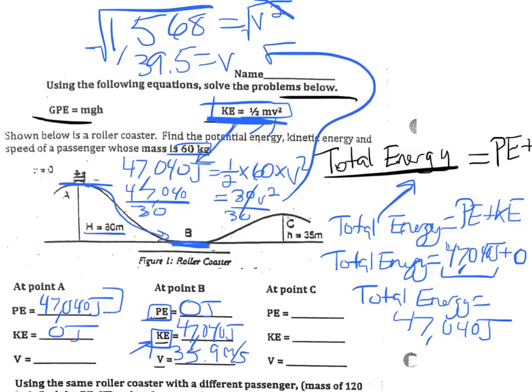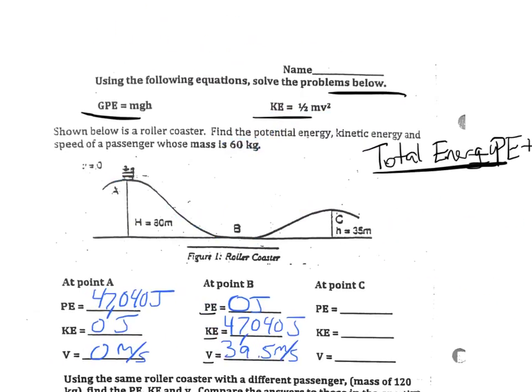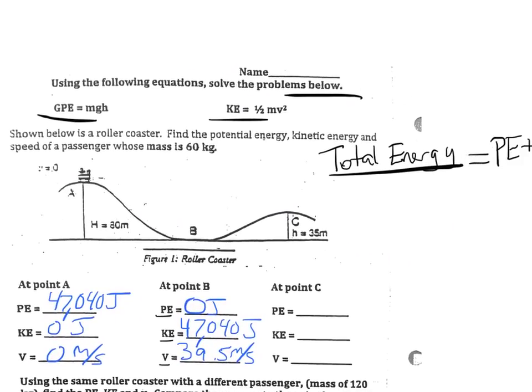Very cool. Now it's time to calculate point C, and this is where things can maybe get a little more difficult. At point C, I see that the roller coaster has gone down the hill, turned all of its potential energy into kinetic energy, but has now come back up the hill and gained some potential energy in exchange for losing some speed, which would mean losing some kinetic energy. We can still calculate the velocity of that roller coaster at point C because we know the total energy in the system. And we know that the total energy has to equal the potential energy plus the kinetic energy. So watch what I do.